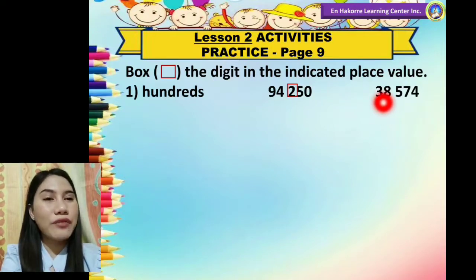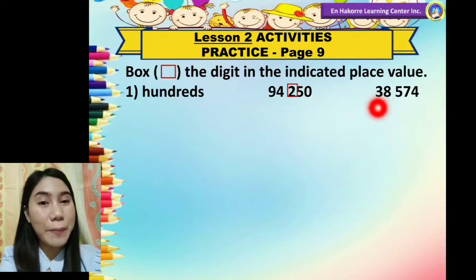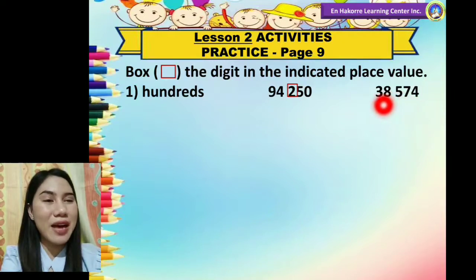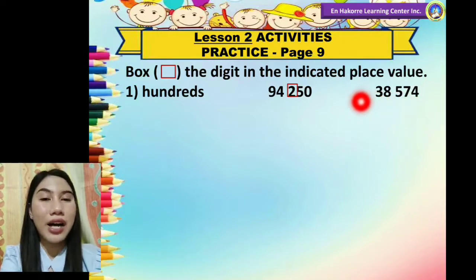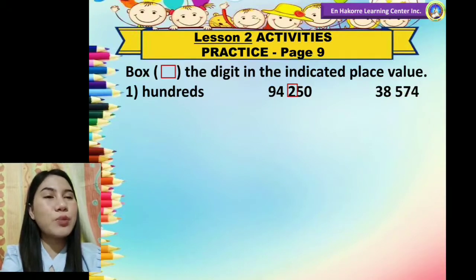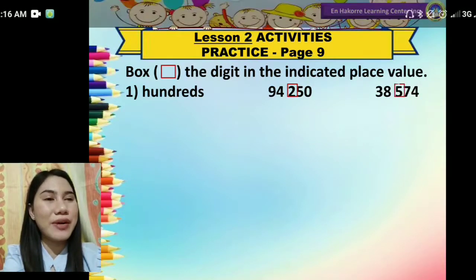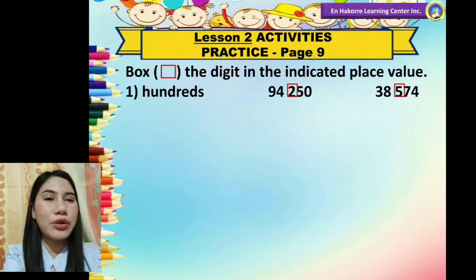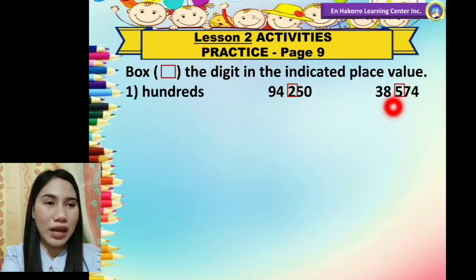38,574. All you have to do, children, is to memorize your place value. You have there your ones, your tens, hundreds, thousands, 10,000s, and 100,000s. Let us proceed. So the hundreds place can be found in number 5. Okay, so same here with your number 94,250. You can see it on the third place or on the third position of the numbers going to the left. So that is the hundreds place.